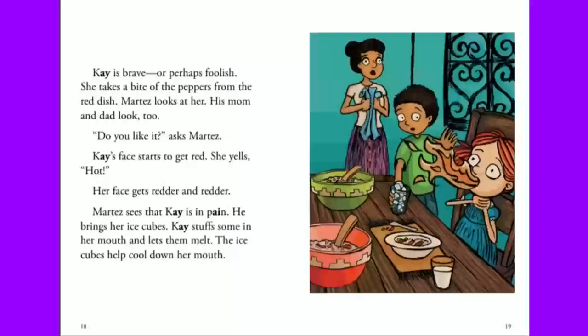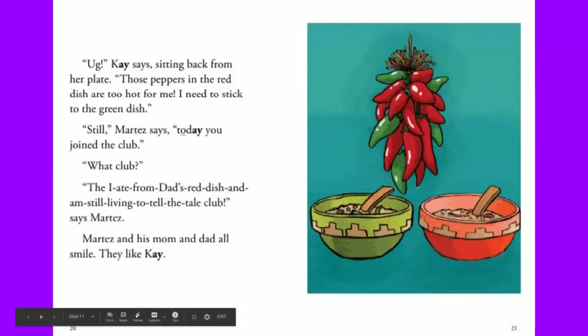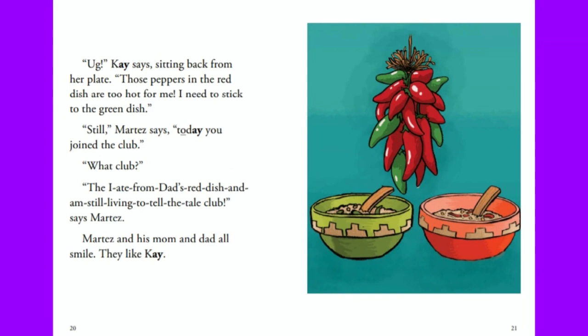Martez sees that Kay is in pain. He brings her ice cubes. Kay stuffs some in her mouth and lets them melt. The ice cubes help cool down her mouth. "Ugh," Kay says, sitting back from her plate. "Those peppers in the red dish are too hot for me. I need to stick to the green dish."